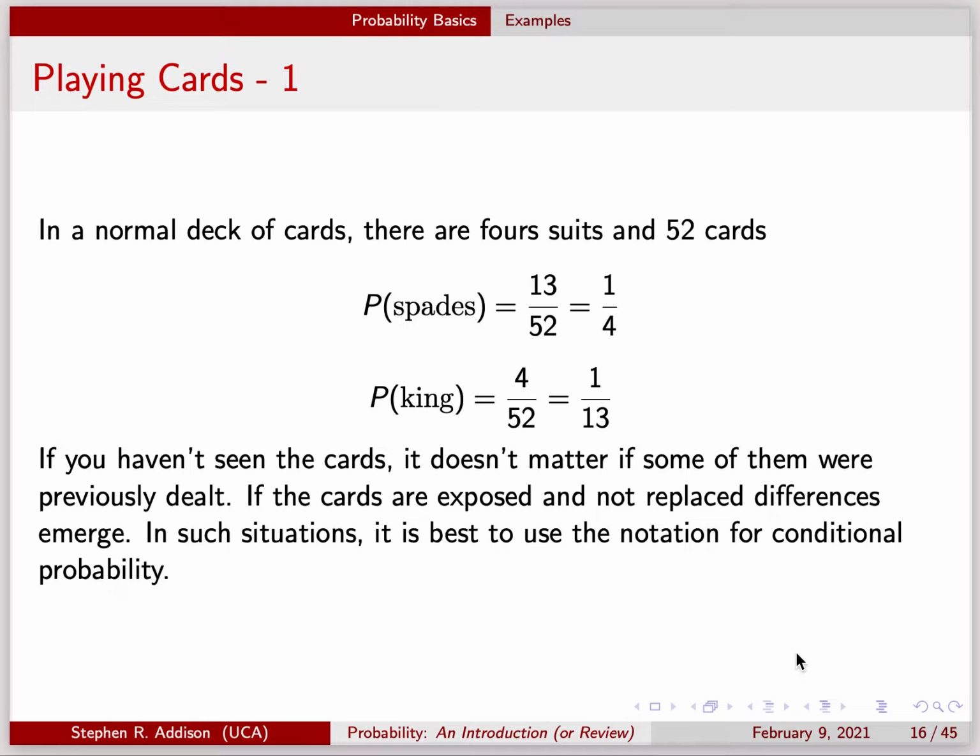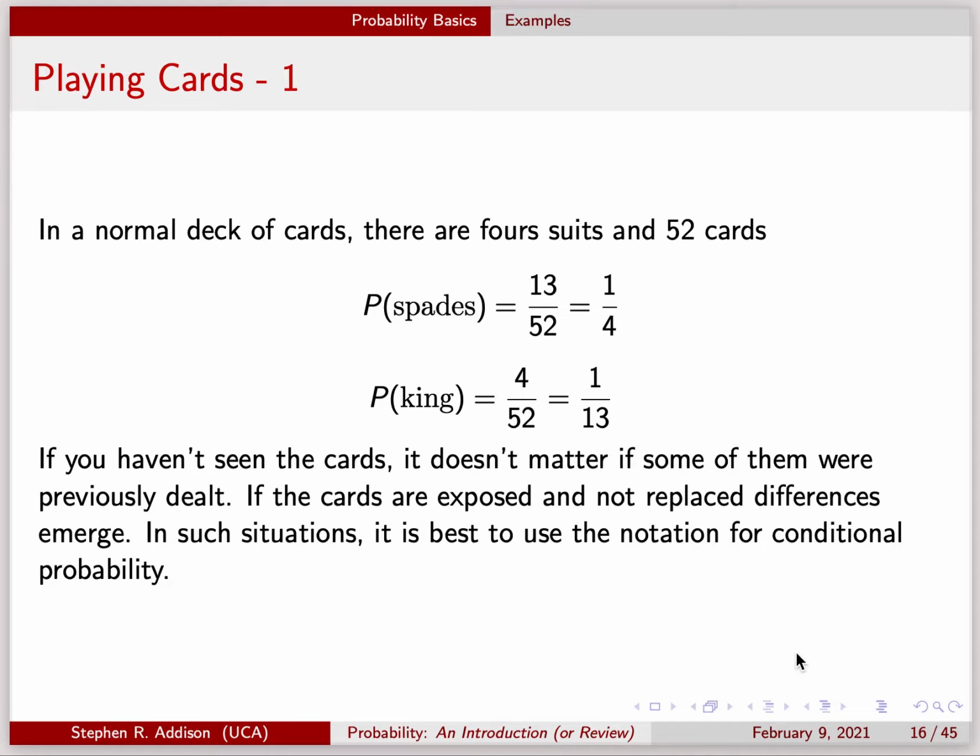So if we consider a normal deck of cards, there are 4 suits with 13 different cards in each suit, giving us a deck of 52. As an example, if you calculate the probability of getting a card that's a spade, which I've denoted as probability of spades, in a single draw, there's 13 ways you can do that that coincide to success, and 52 total ways. So that gives us a probability of 1 in 4 of drawing a spade.